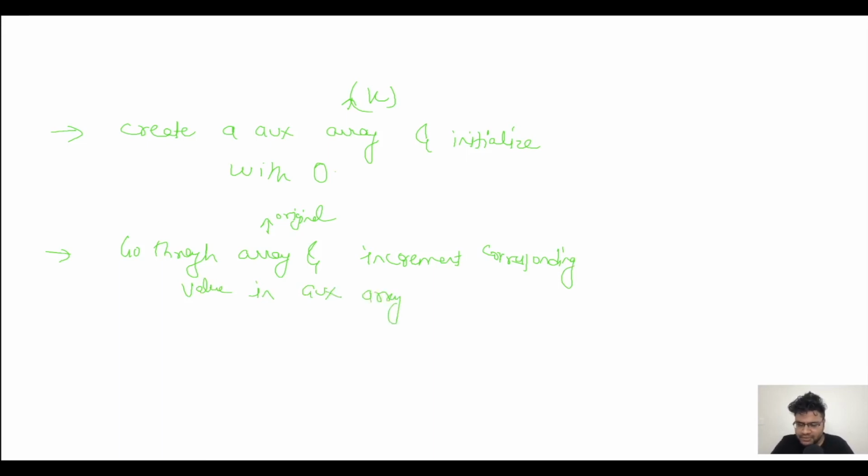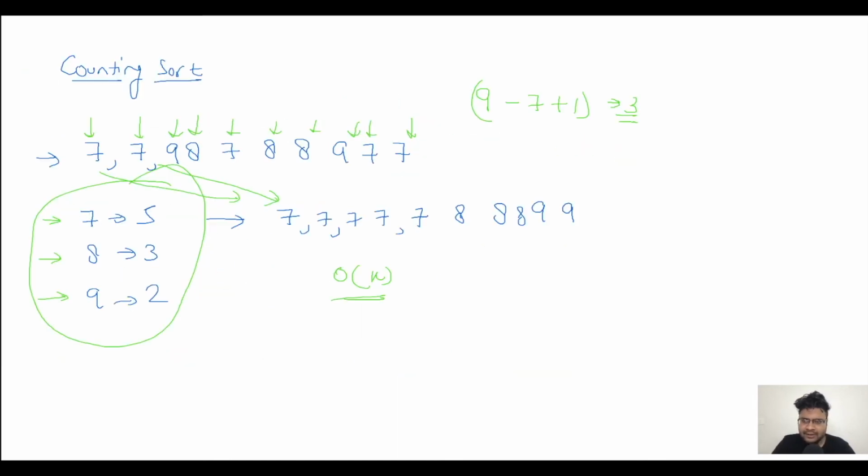What is the third operation going to be? The third operation is to put back the values from the auxiliary array to the original array. How can we put back the values? We can just iterate through it. Okay, 7 is coming 5 times, so 5 times we'll push 7. Then 8 is coming 3 times, so I will push 8 three times. And then 9 will be pushed 2 times.